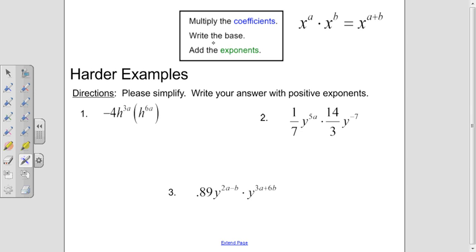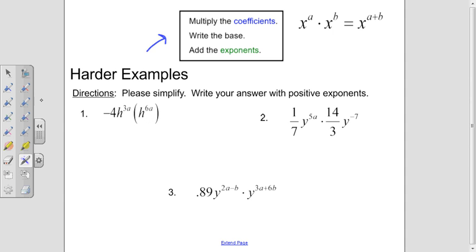Okay? So here, please simplify. Write your answer with positive exponents. So in this first example, we have negative 4h to the 3a times h to the 6a. And don't fret when you see these variables that are exponents as well. You're still going to follow this idea up here.